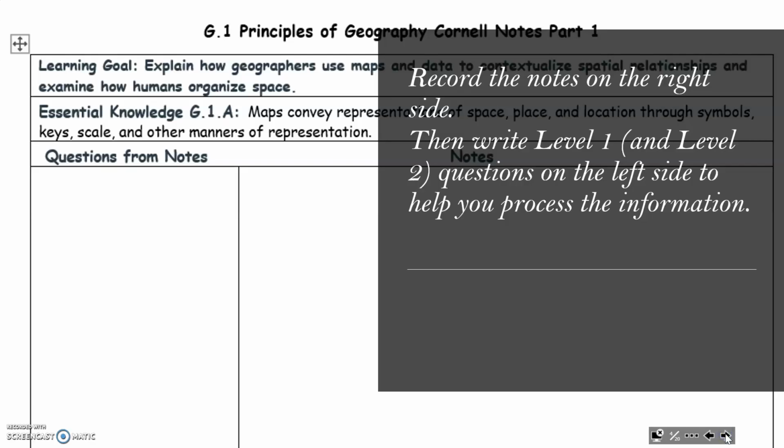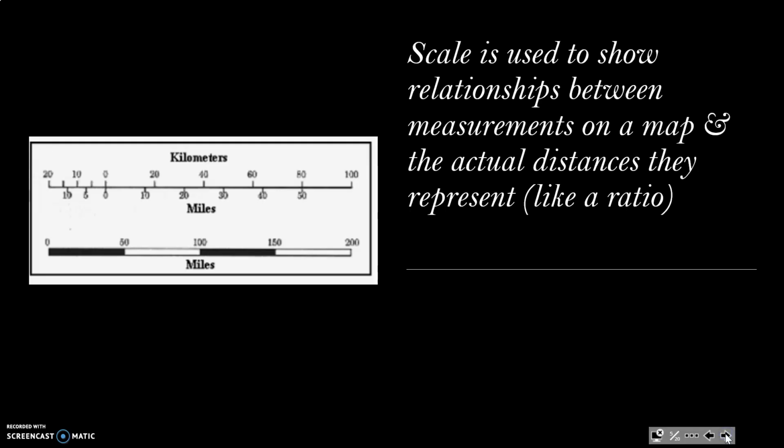So on your Cornell notes, you're going to record the notes that will be coming up. We record that on the right-hand side. When we're done with all that, then we will go back and write level 1 and possibly some level 2 questions to help us process the information, like asking what something means or what the difference is between something, or what's the difference between large scale and small scale, things like that. All right, let's begin. So again, these notes are written on the right-hand side.